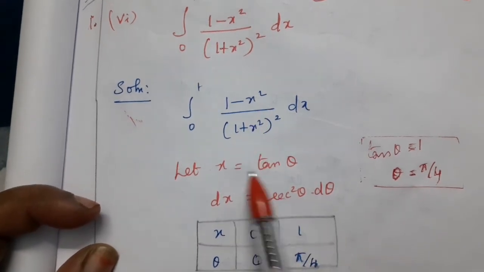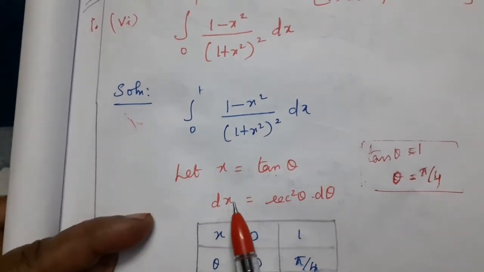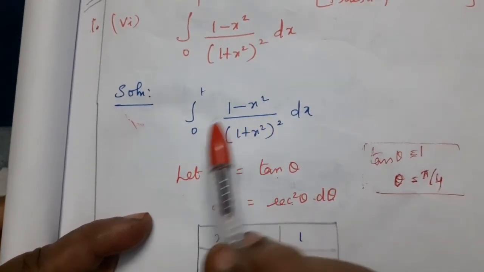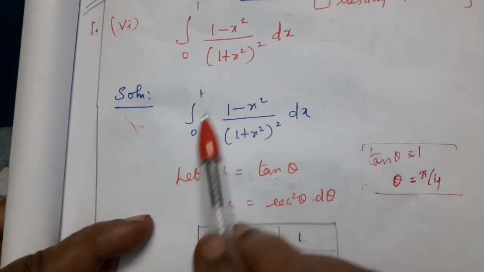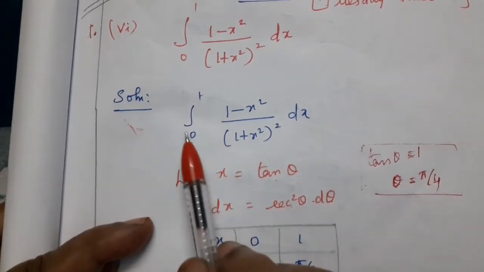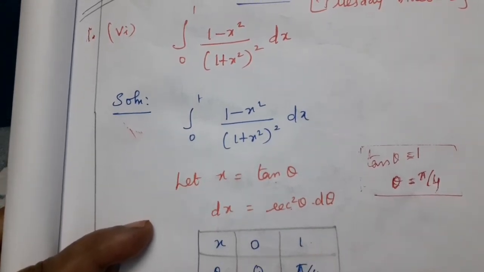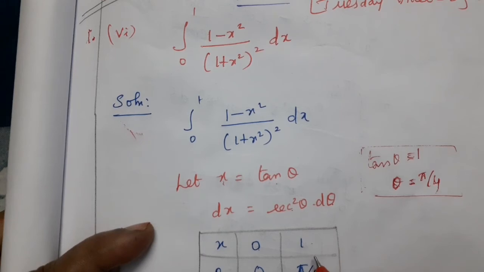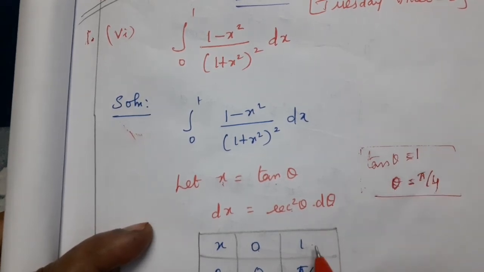Take x equal to tan theta. x equal to tan theta means after differentiation it becomes secant square theta d theta. So if x is in terms of theta, the limit will change from 0 to 1. In terms of x the limit is 0 to 1. In terms of theta, x equal to 0 means tan 0, that is 0. x equal to 1 means tan theta equals what? Pi by 4. This is very important.